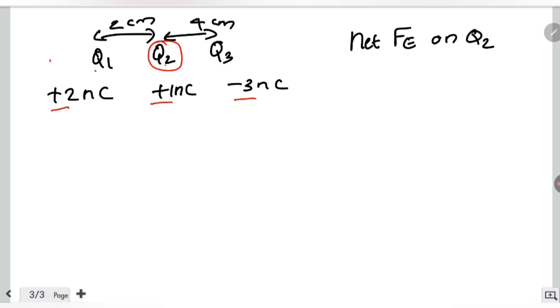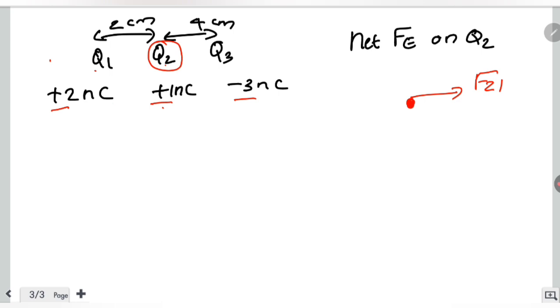Like I said, your reference is Q2. So there is a force between 2 and 1, right? Q2 is positive, Q1 is also positive. So that force is a force of repulsion. Q2 is repelled by Q1, so that force is towards the right. We represent it as F21. You understand that? Repulsion means it's away from. Q2 is moving away from Q1.